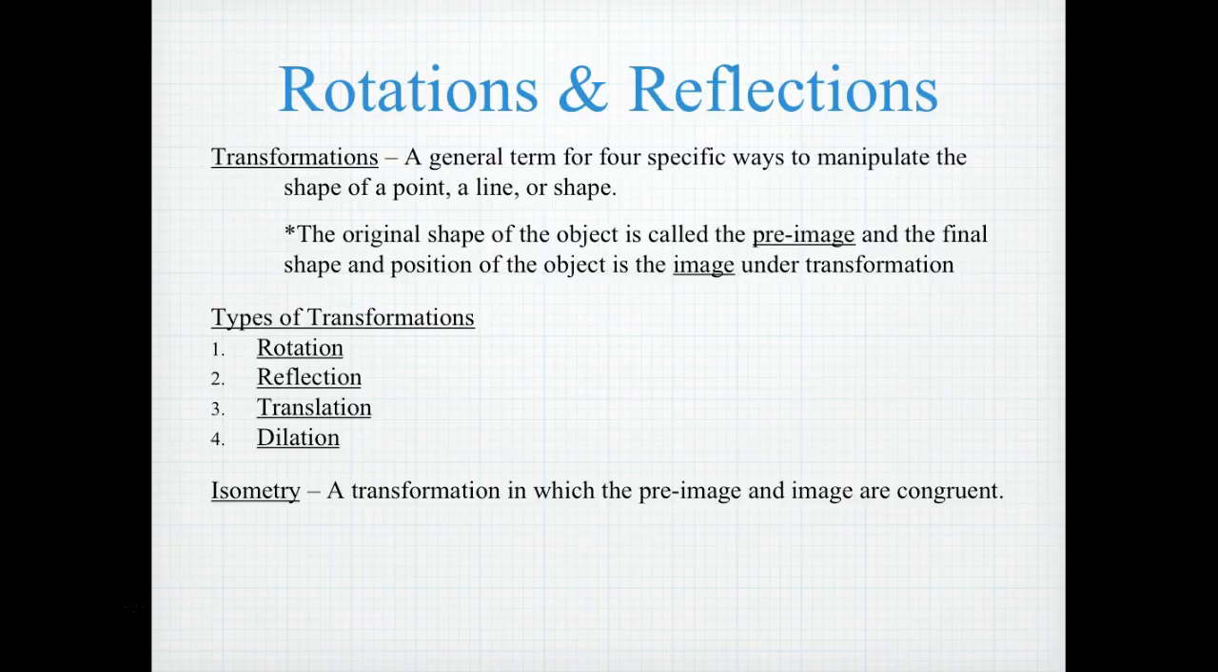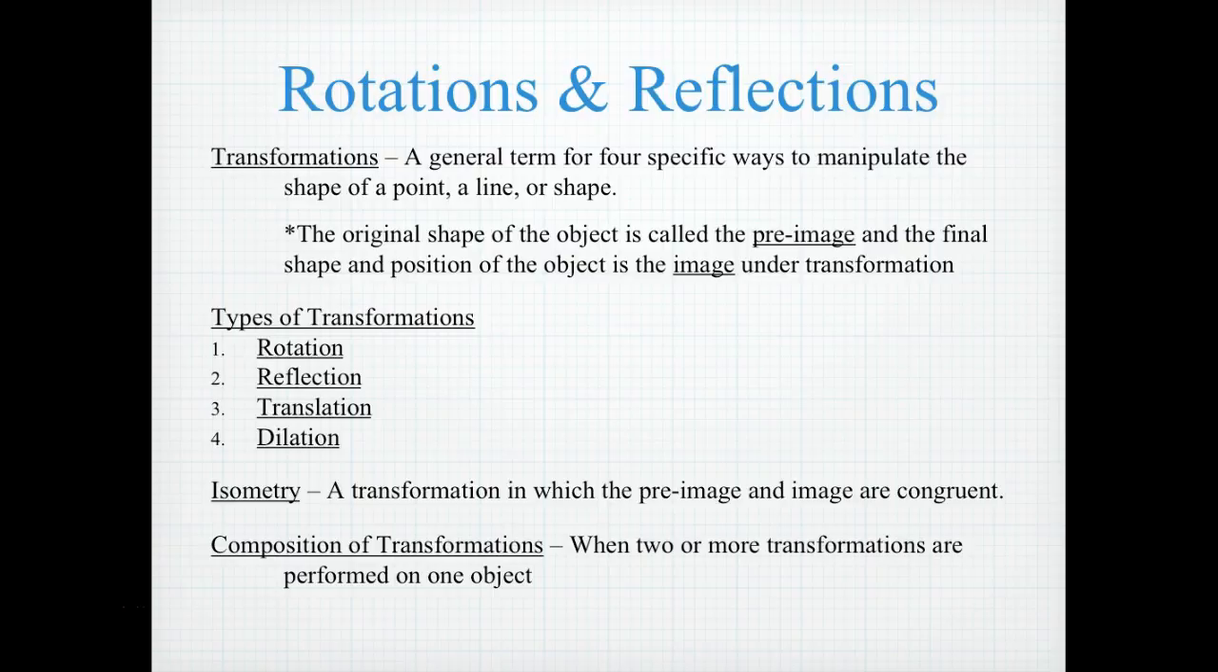Isometry is a transformation in which the pre-image and the image are congruent. So a rotation is isometric, a reflection is isometric, and a translation is isometric. So three of the four transformations are isometric. A composition of transformations occurs when two or more transformations are performed on one object.